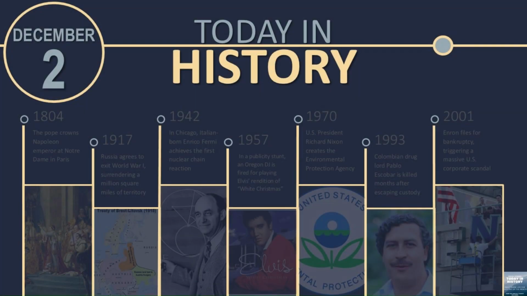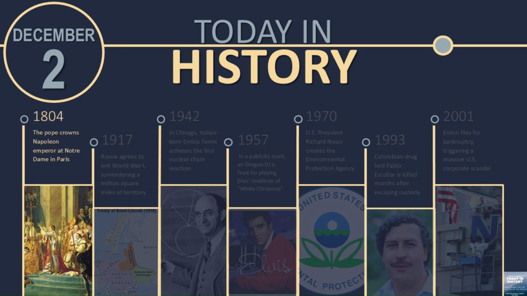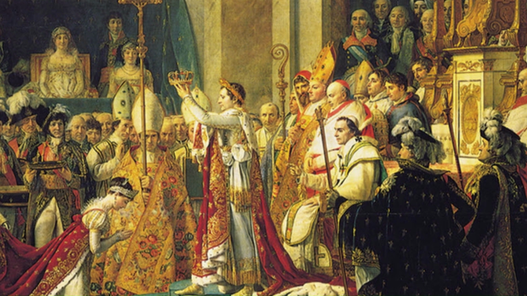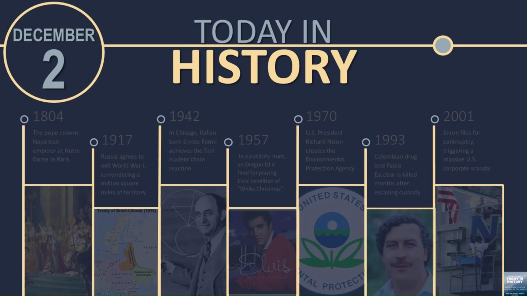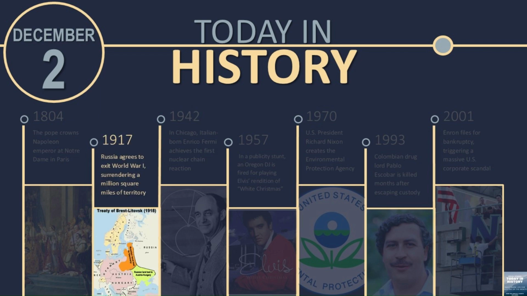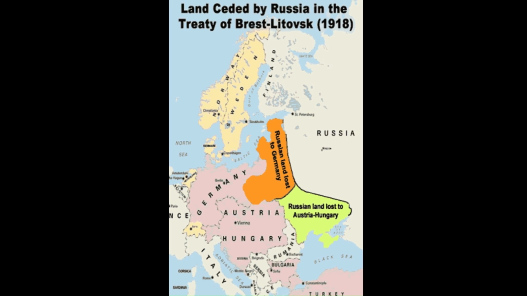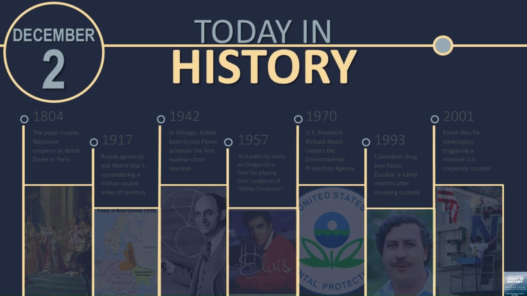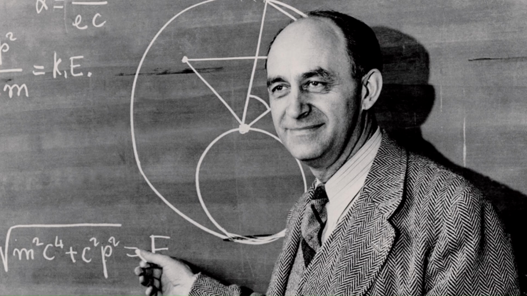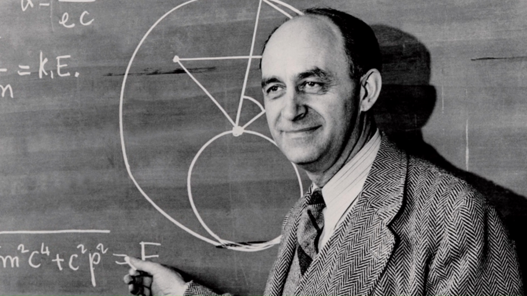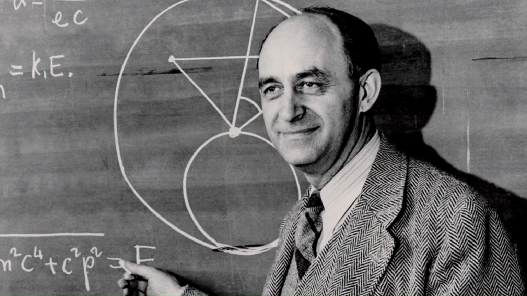Here are other events that happened today in history. In 1804, the Pope crowns Napoleon Emperor at Notre Dame in Paris. In 1917, Russia agrees to exit World War I, surrendering 1 million square miles of territory. In 1942, in Chicago, Italian-born Enrico Fermi achieves the first nuclear chain reaction.